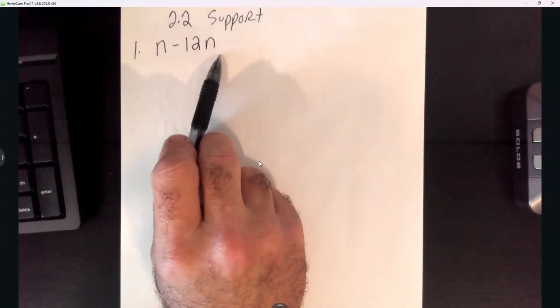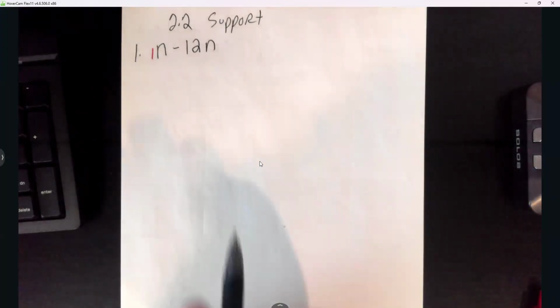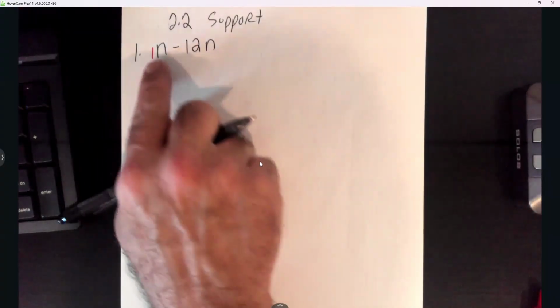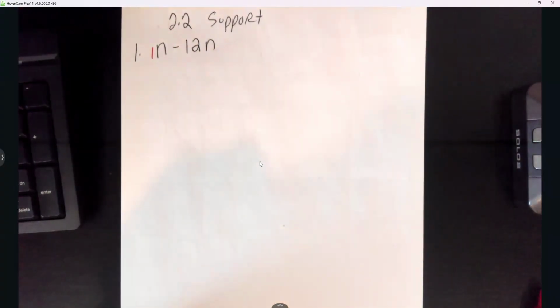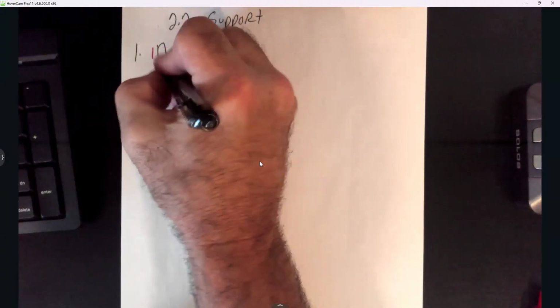n minus 12n. The n doesn't have a number in front of it, so automatically the number in front of that n would be a 1. So the question is, what is 1n minus 12n equal? We're just combining like terms on these. So 1n minus 12n gives me negative 11n.